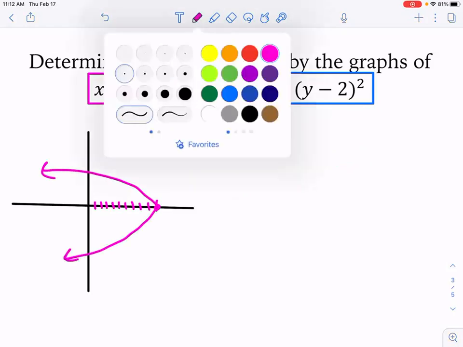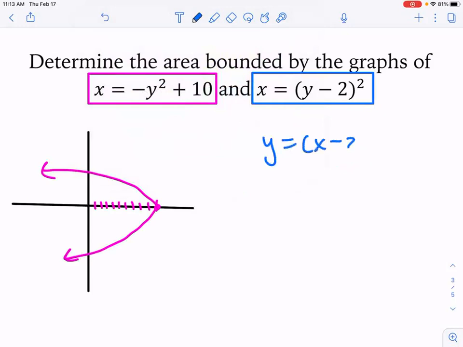Okay. If we had y equals x minus 2, the quantity squared, that would be a parabola opening up, shifted right 2. Invert that. Now we have a parabola opening to the right, shifted up 2. So there is our region.